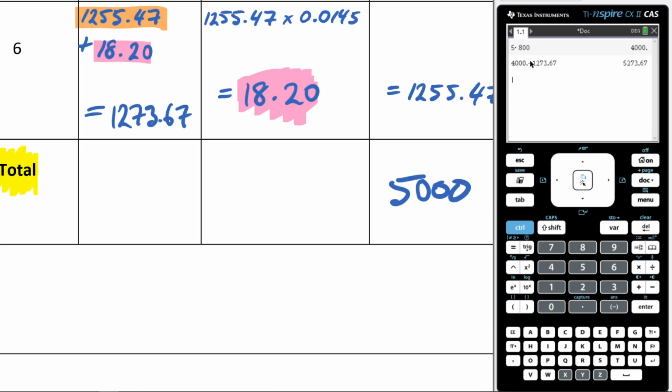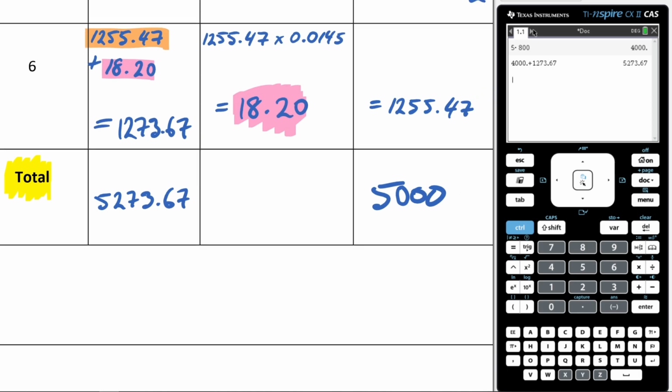The total amount of payments I've received is going to be, no, I need a thinner pen here. Let me grab this. 5273. Can I try this again? It's going to be 5273.67. That's the total amount of payments you're going to receive.